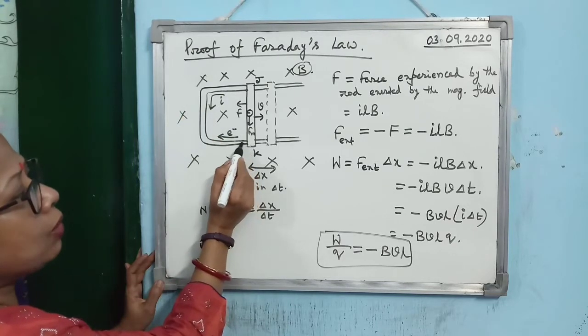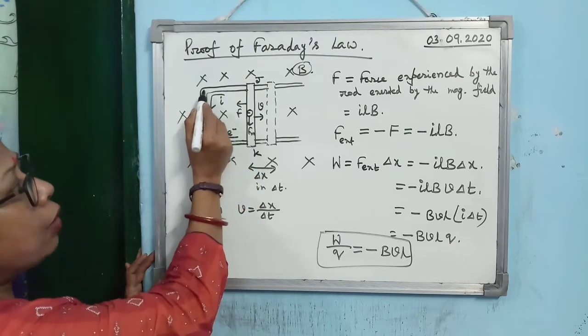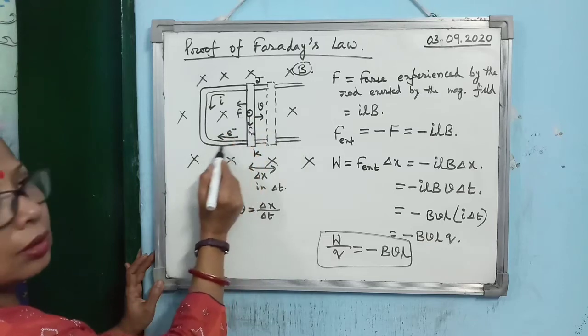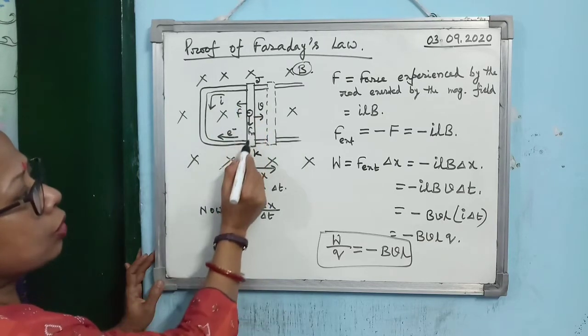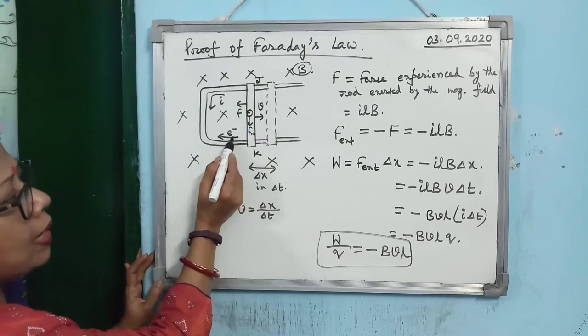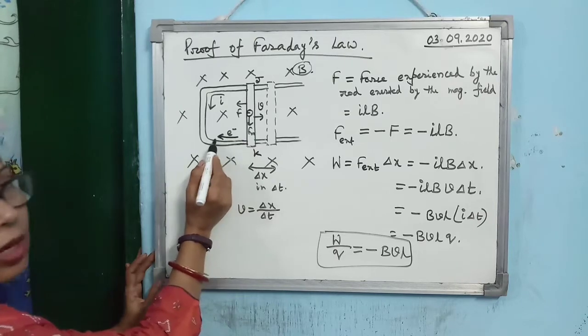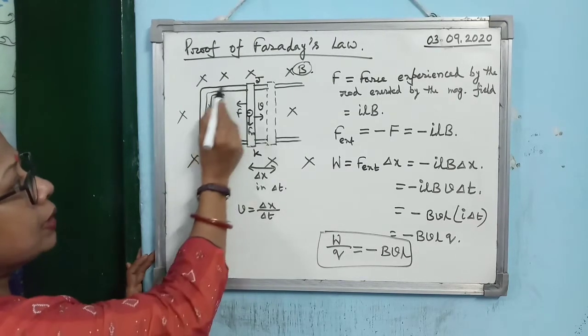So, you see, what will happen to the electron? They will move out and just move in this closed path. So that's why I have given the movement of the electron by this arrow. Electron will move in this direction.